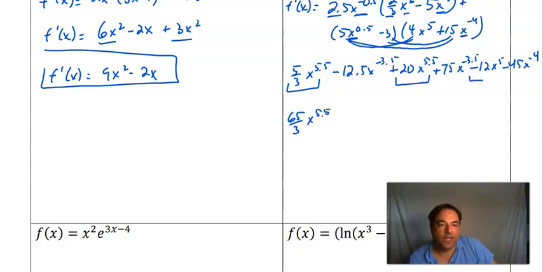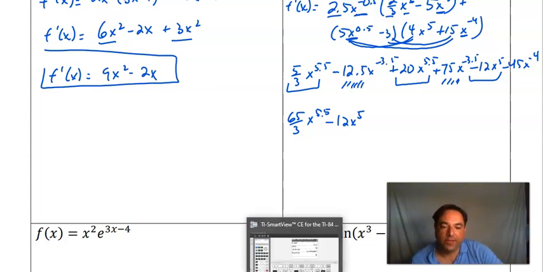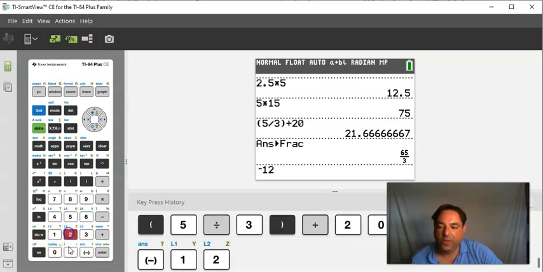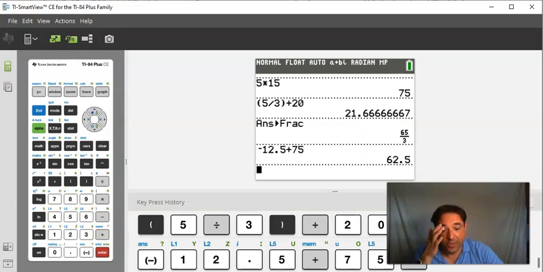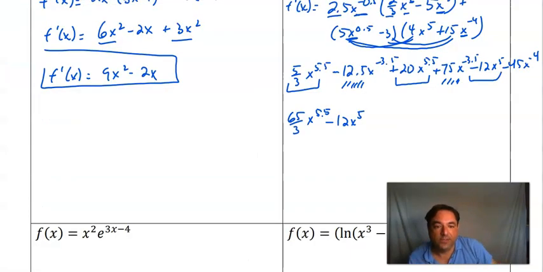Then we're going to do the x to the 5th, which is minus 12, x to the 5th. Then we have negative 3.5, negative 3.5. So we're going to do negative 12.5 plus 75. Negative 12.5 plus 75 gives you 62.5. So that is plus 62.5 x to the negative 3.5. And then we have the minus 45 x to the negative 4.